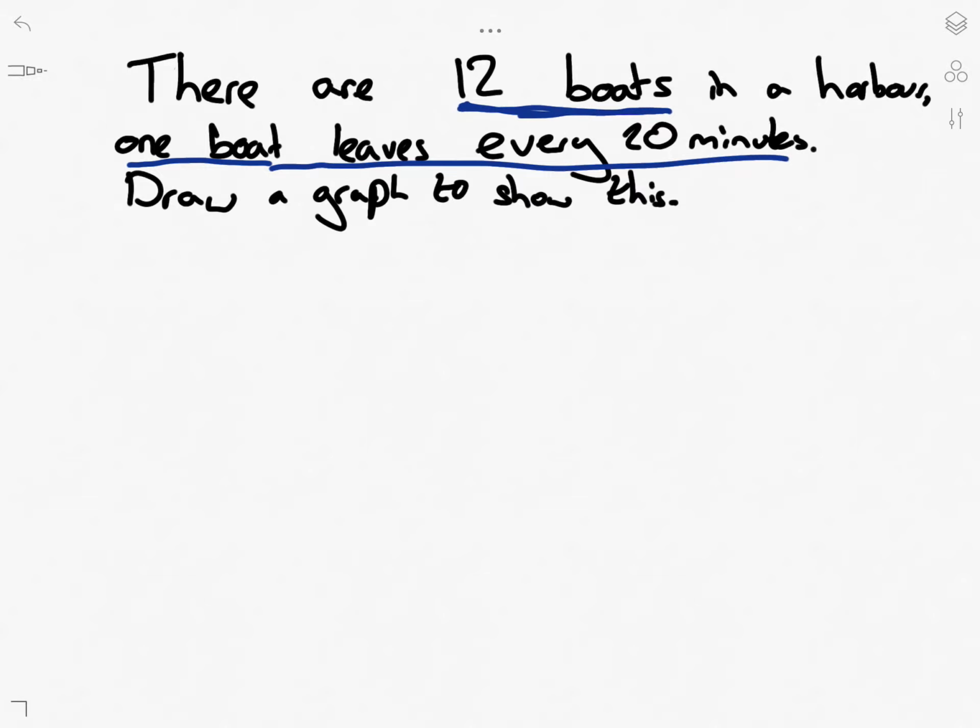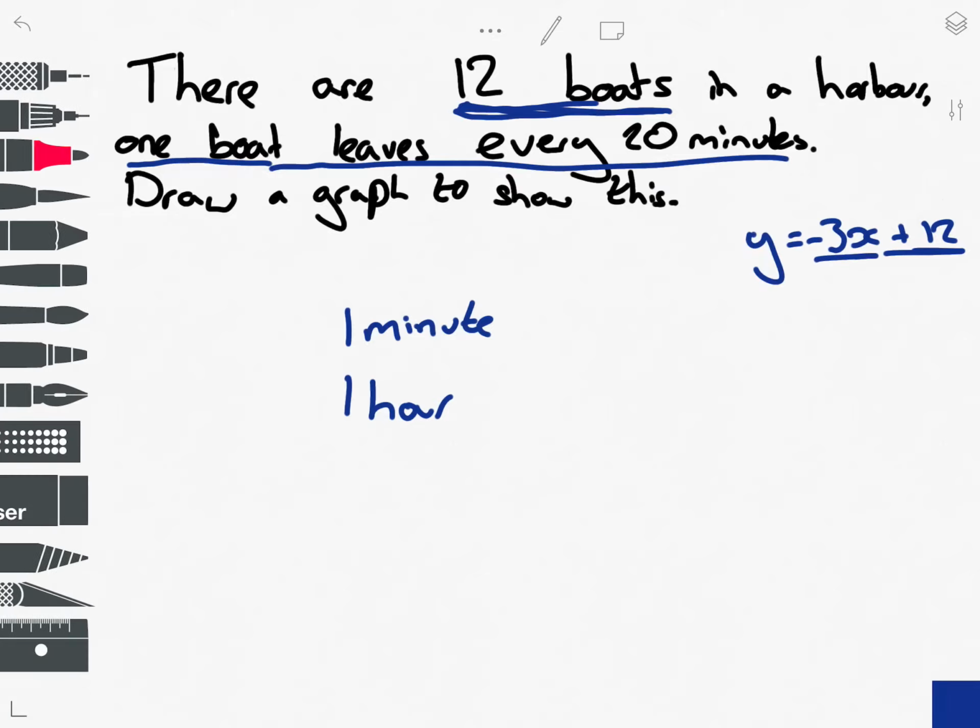If we're starting off with 12 boats, that's going to be our intercept. So we're going to have something x plus something. If we're starting off with 12, that's where it's going to intercept the y-axis. So we can just put that there. And then one boat leaves every 20 minutes. You can either work out a gradient for 1 minute, but that's going to be a bit harder, or we can do 1 hour. If 1 leaves every 20 minutes, that's 3 leaves every hour. So the gradient is -3.